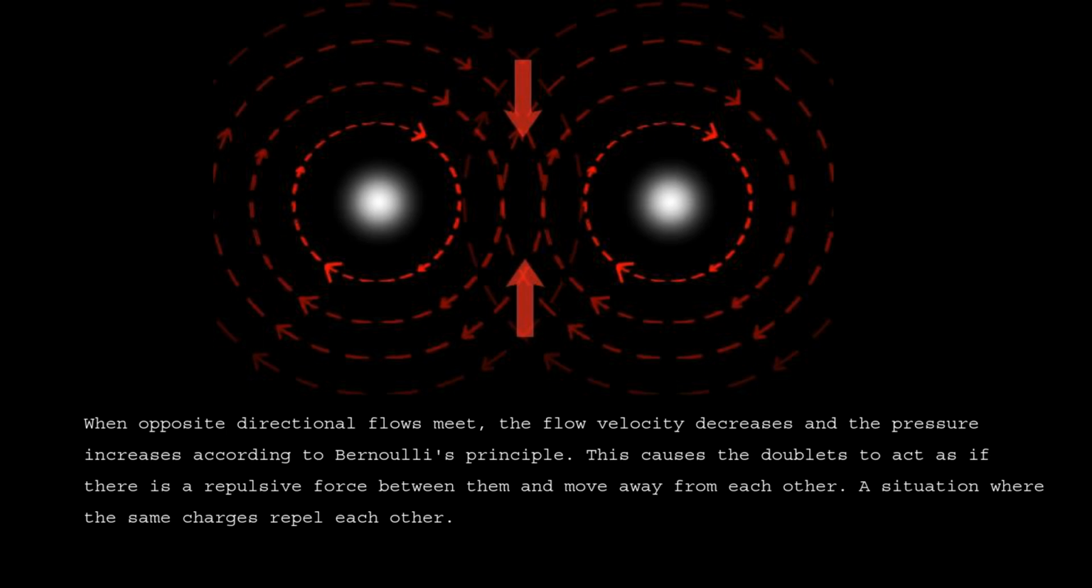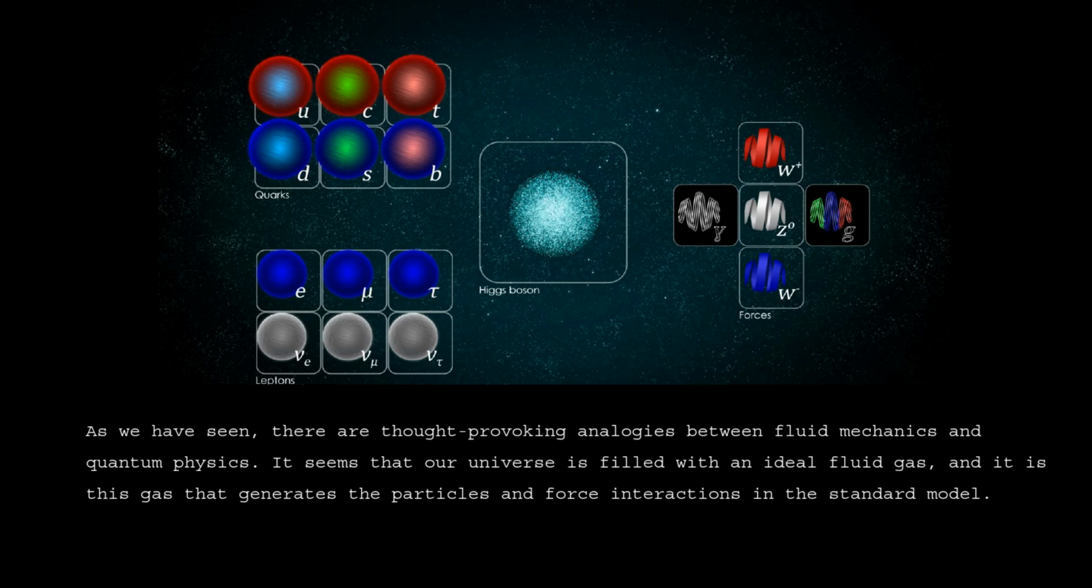When opposite directional flows meet, the flow velocity decreases and the pressure increases according to Bernoulli's principle. This causes the doublets to act as if there is a repulsive force between them and move away from each other, a situation where the same charges repel each other. As we have seen, there are thought-provoking analogies between fluid mechanics and quantum physics. It seems that our universe is filled with an ideal fluid gas, and it is this gas that generates the particles and force interactions in the Standard Model.